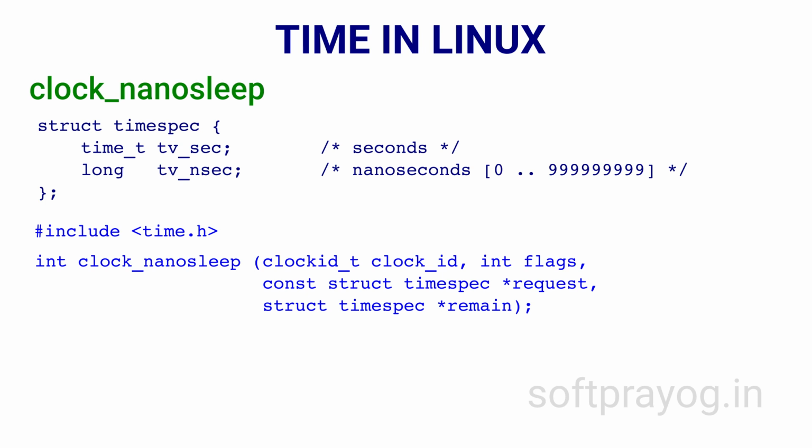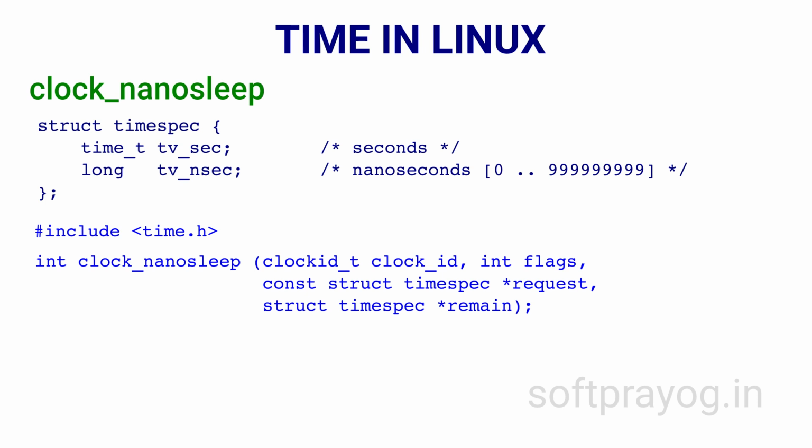With clock nanosleep, a process can specify the sleep interval with nanosecond precision, and also it can specify the clock it wants to use for timing the sleep. The first argument specifies the clock. The clock ID can be either clock real time or clock monotonic or clock process CPU time ID. The third parameter is the requested sleep time in seconds and nanoseconds.